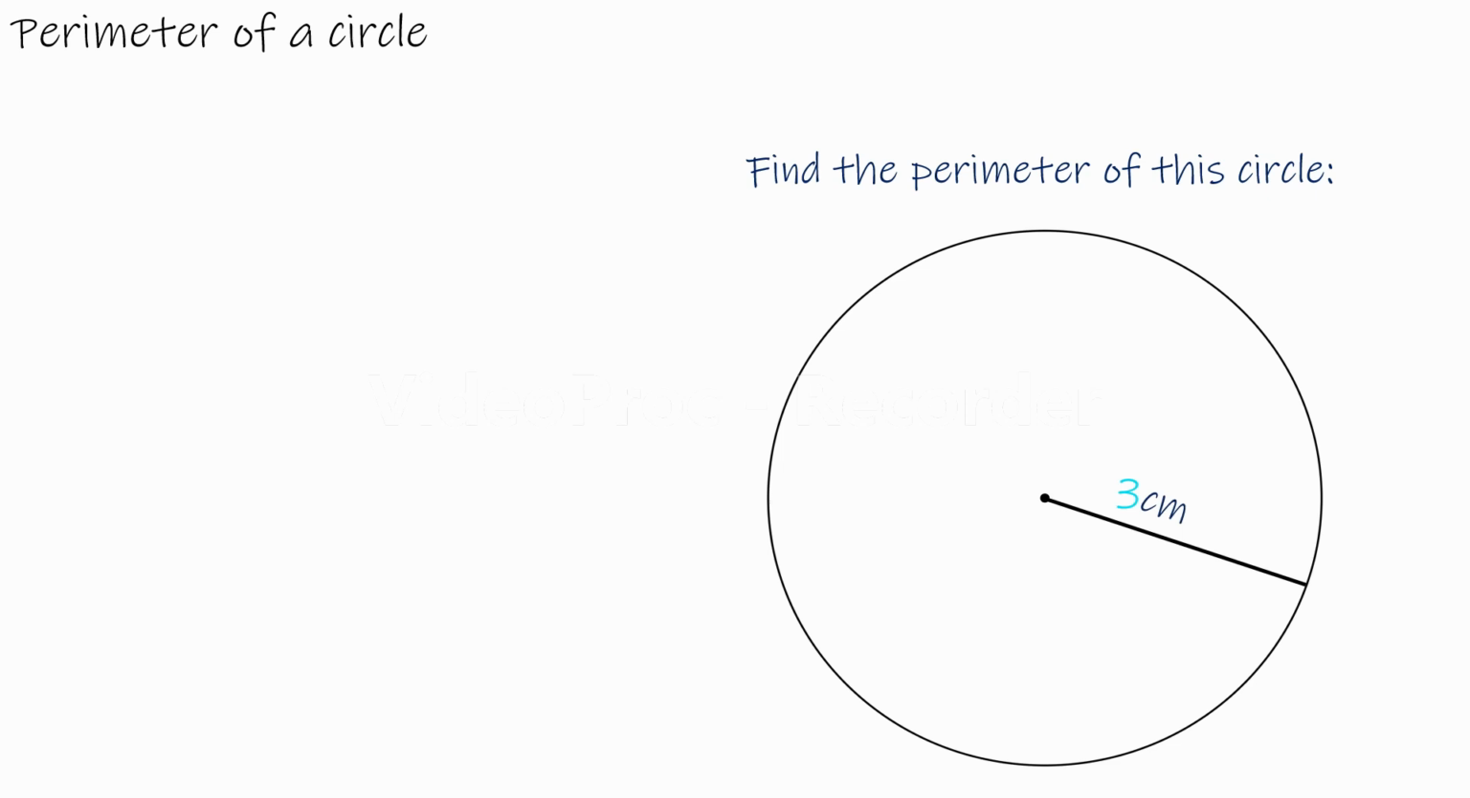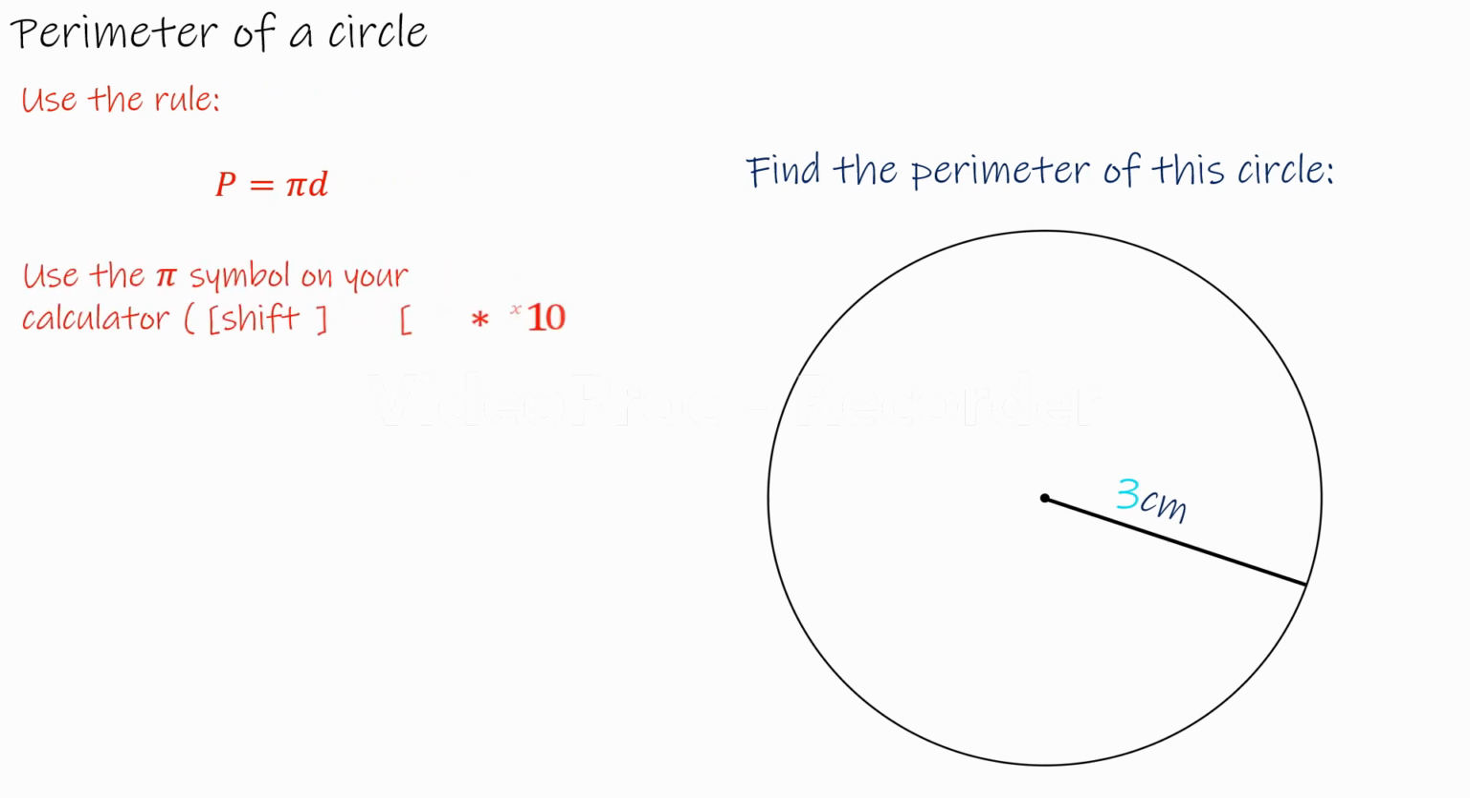Here is another example of a question. However, this time we are not given a diameter, we are given a radius. Now, we use the same rule again, saying that P equals pi d, therefore we're going to use the pi symbol just as we would before and know that d is the diameter.